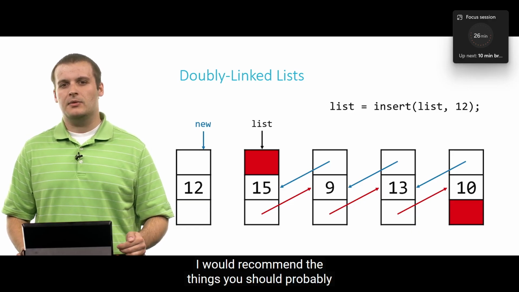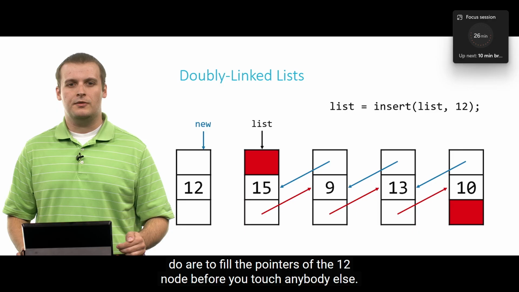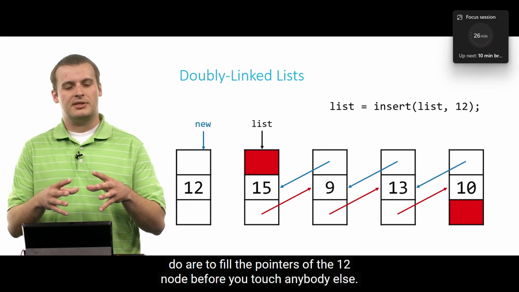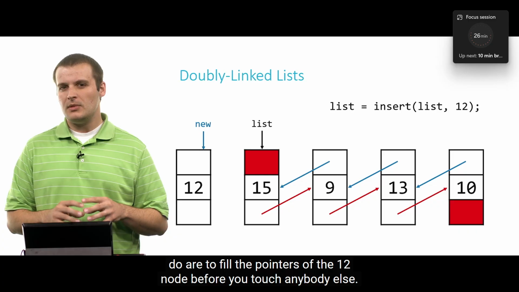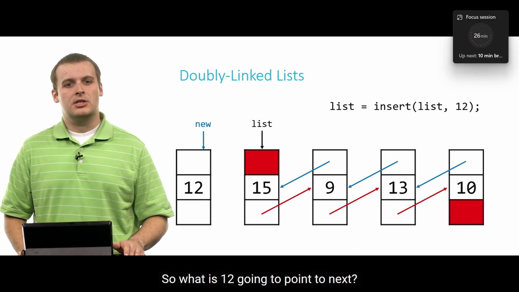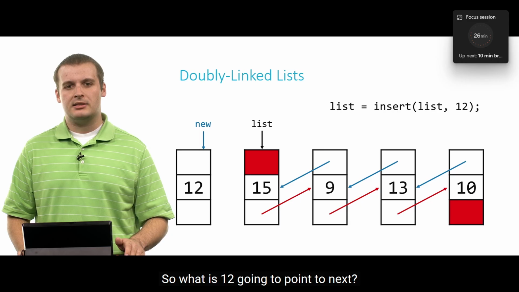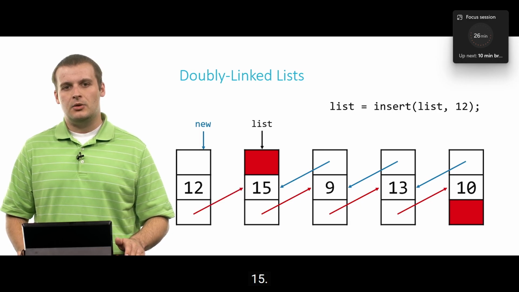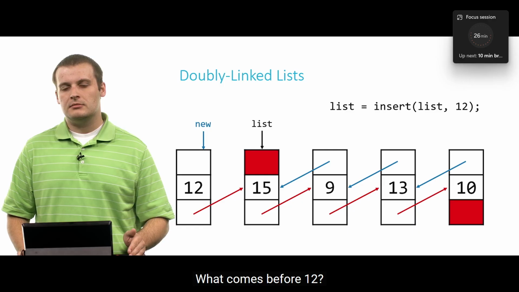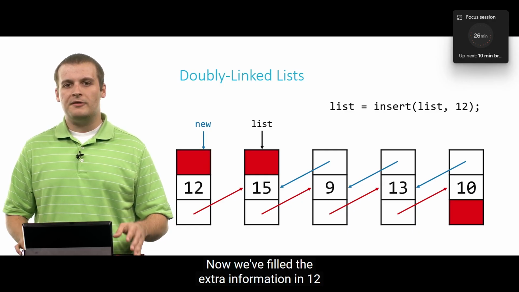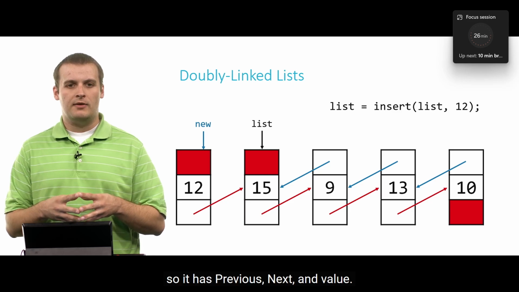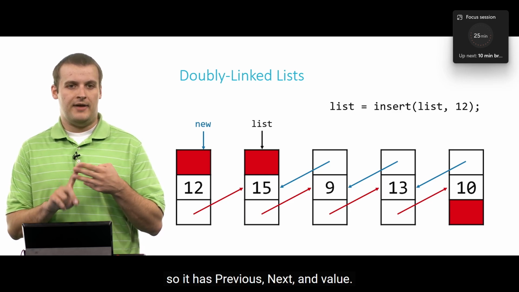I would recommend that the first thing you should probably do is fill the pointers of the 12 node before you touch anybody else. So what is 12 going to point to next? 15. What comes before 12? Nothing. Now we've filled the extra information in 12, so it has previous, next, and value.